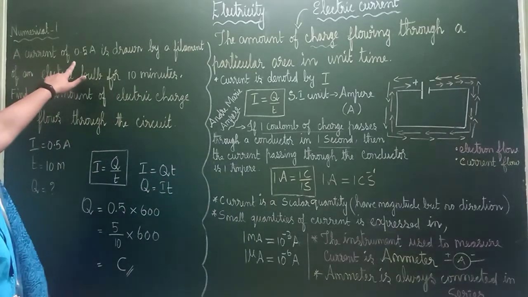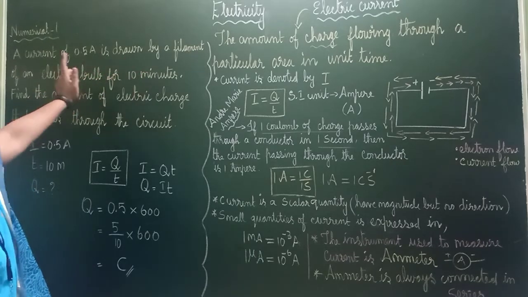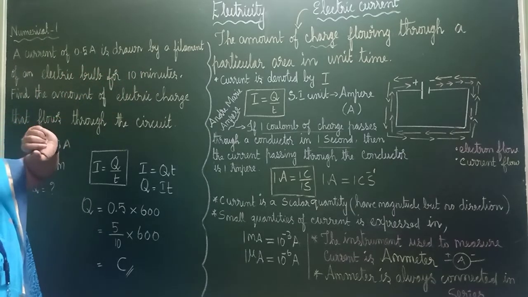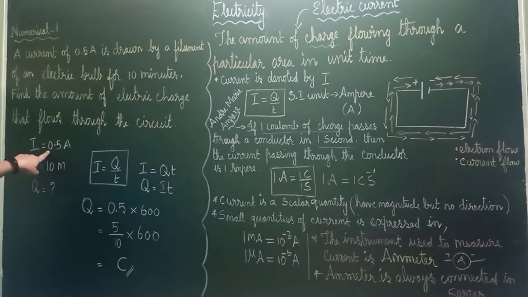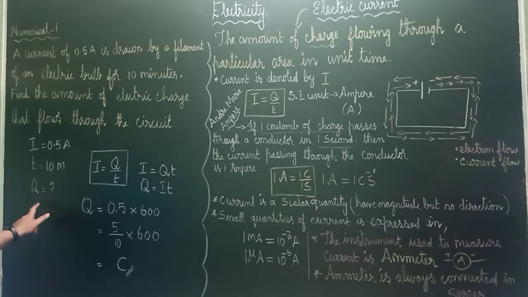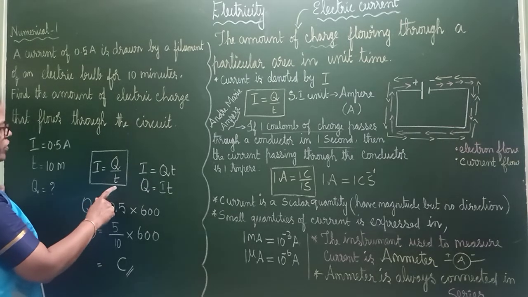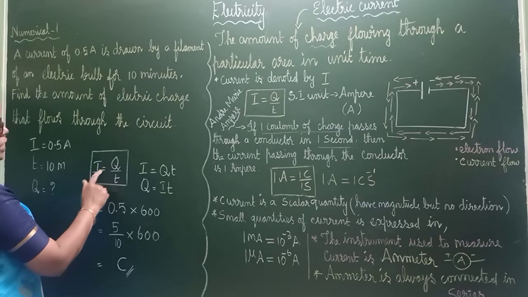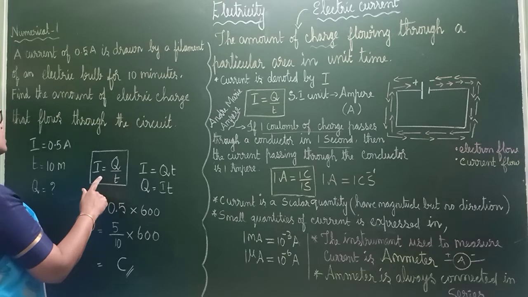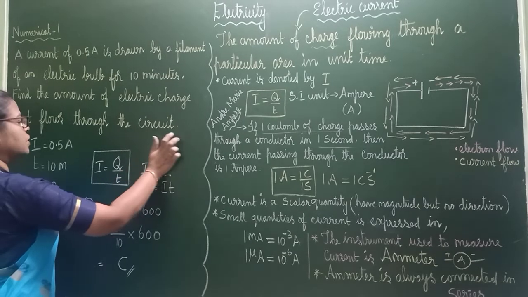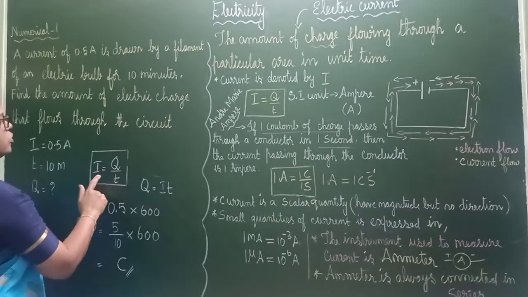A current of 0.5 amps is drawn by a filament of an electric bulb for 10 minutes. So how much current? 0.5 amps is drawn by a filament of an electric bulb for how many minutes? 10 minutes. Find the amount of electric charge that flows through the circuit. Charge is Q. We know that I is equal to Q by T. This formula we have studied, no? I is equal to Q by T. We are going to find only Q, so Q is equal to I into T.